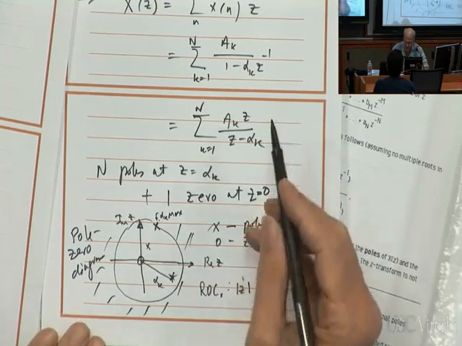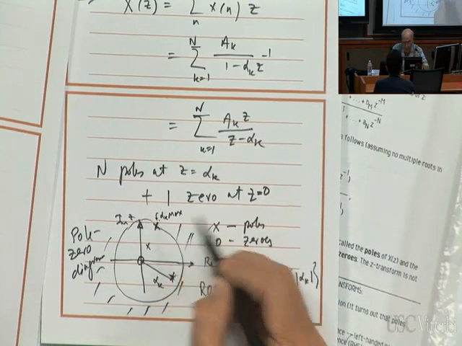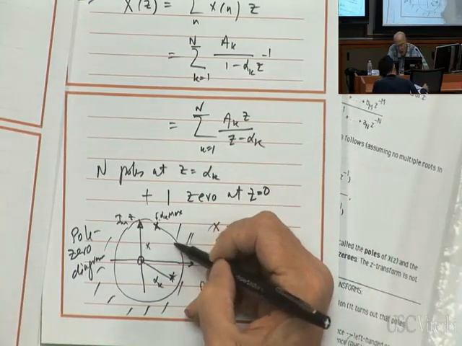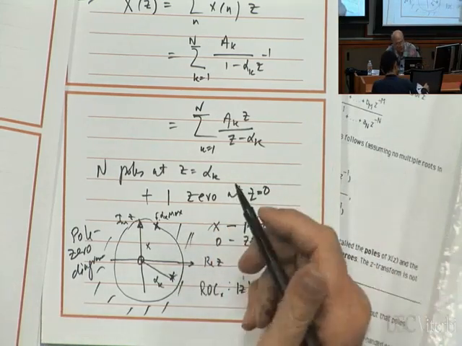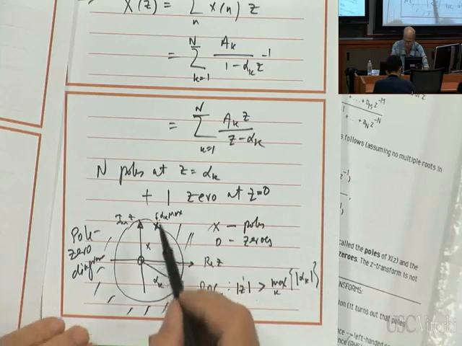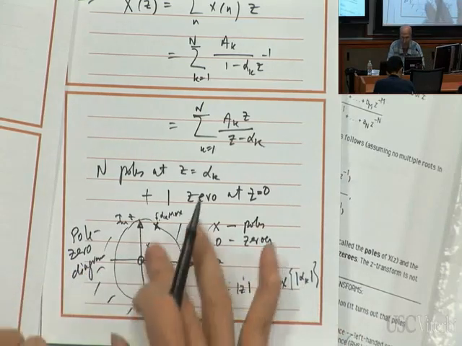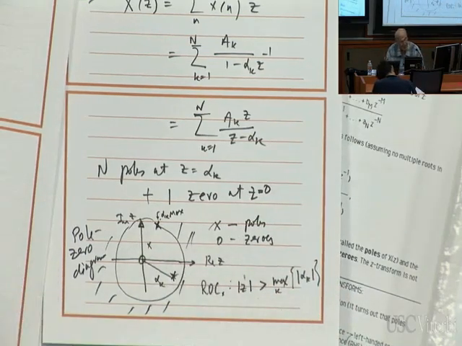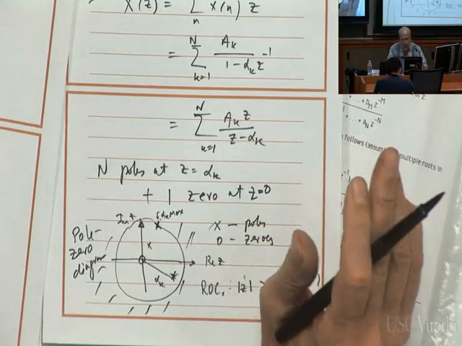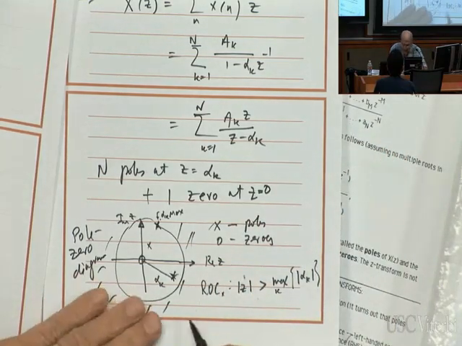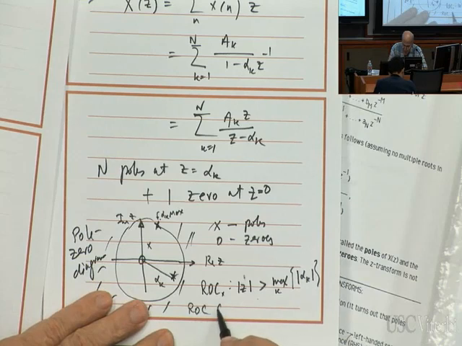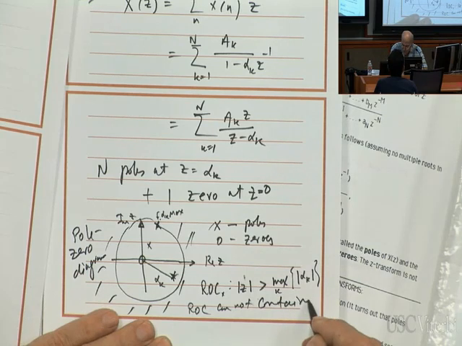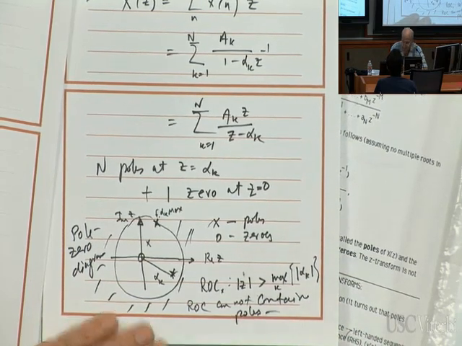You notice that this one pole that has the largest absolute value, complex magnitude, lies on the boundary of the region of convergence, but it won't be in the region of convergence, because the region of convergence is strictly greater than the magnitude of that pole. What about all the other poles? None of them will lie in the region of convergence. As it turns out, the ROC cannot contain poles or any singularity. Makes sense.